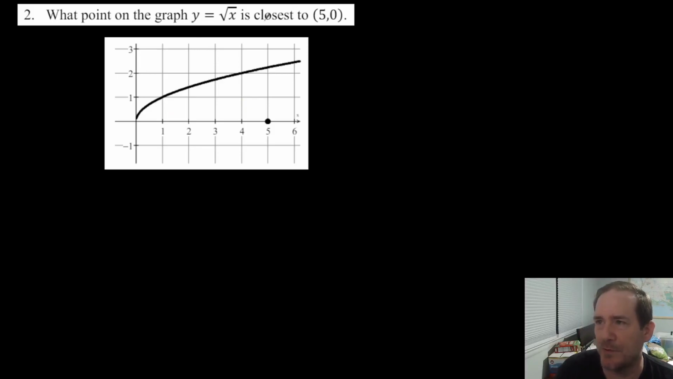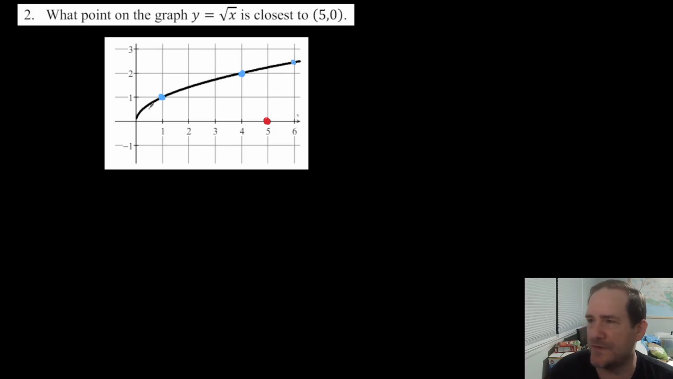All right, another one that we did in class was this one, about trying to find the minimum possible point from the graph of y equals the square root of x to the point (5, 0). So the point (5, 0) is that guy right there in red. So let's imagine some points on the graph. Let's put a point at (1, 1). Let's put a point at (4, 2). And then let's just put a point at 6, comma, whatever the square root of 6 is.